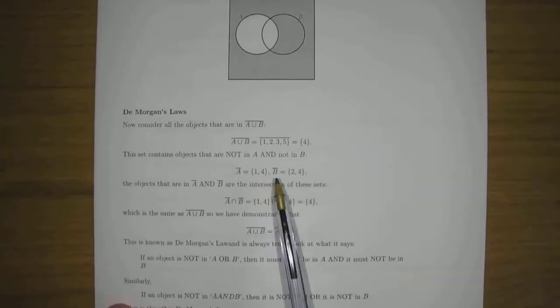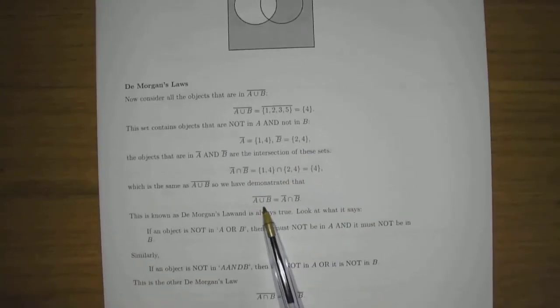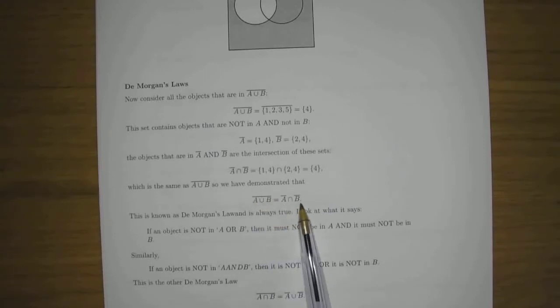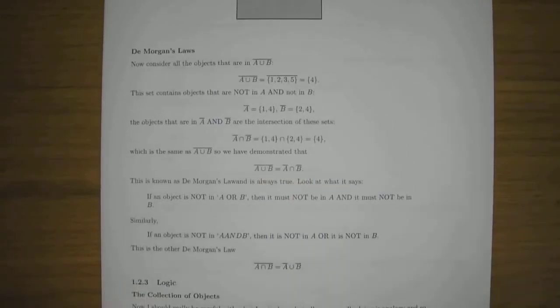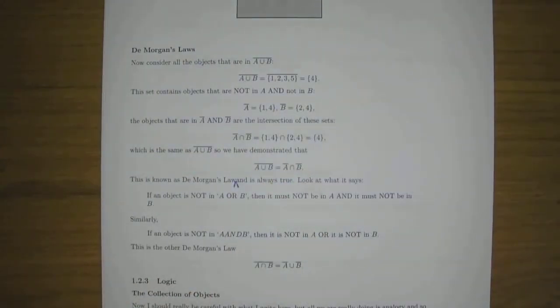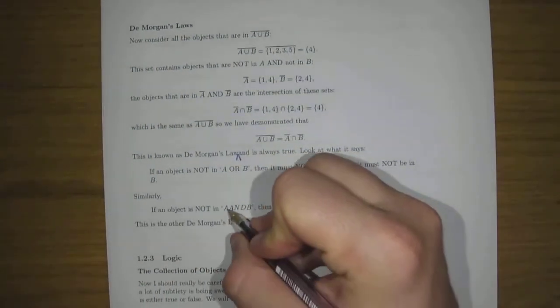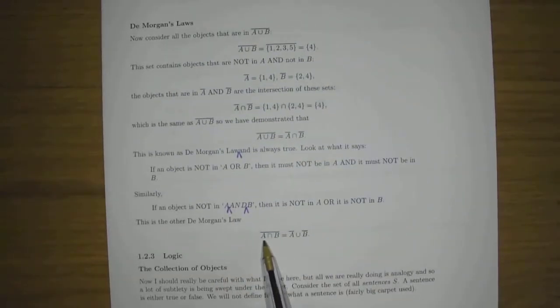This is the set not A, this is the set not B, and this thing is the same as the intersection of those. So this is an illustration of the first DeMorgan law that says not A union B is not A and not B. And look again, you see not going on the sets and the union being flipped to an intersection. This is known as DeMorgan's law, and it's always true. Okay, similarly, if it's not in A and B, it's either not in A or it's not in B.